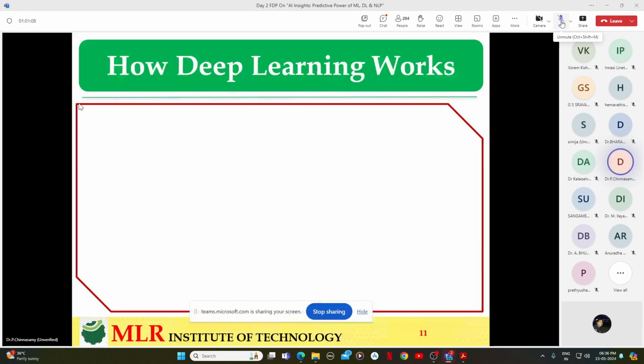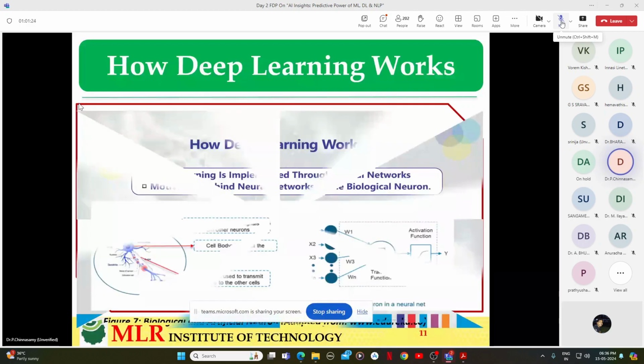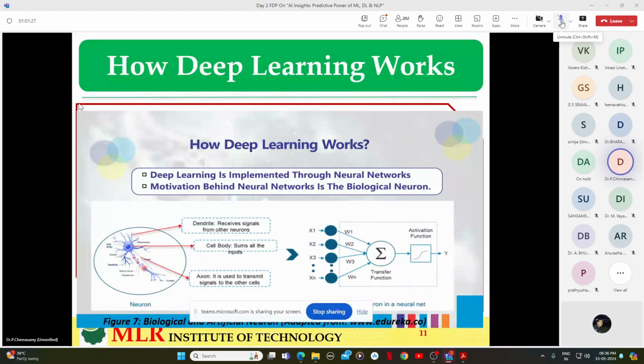Now we are at the main part of today's session, that is how deep learning works. Yesterday we saw how machine learning works, and here we will see how deep learning works. Only one thing: along with an ML model, we are working with different hidden layers. Those hidden layers work based on neurons, right? On the left-hand side, we have a biological representation of neurons in our brain.